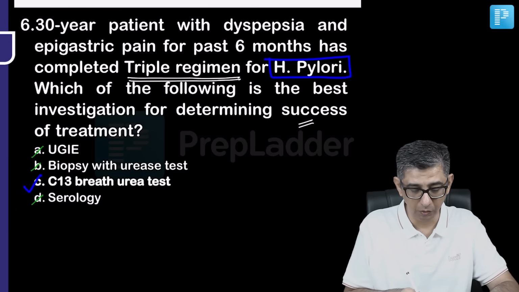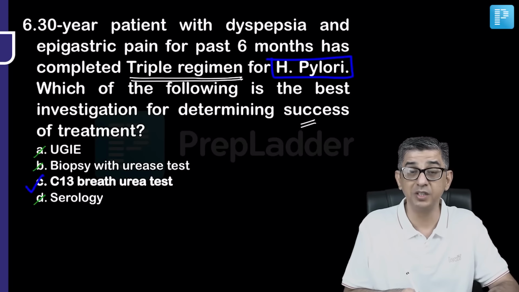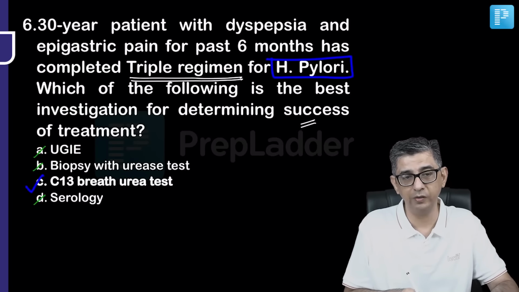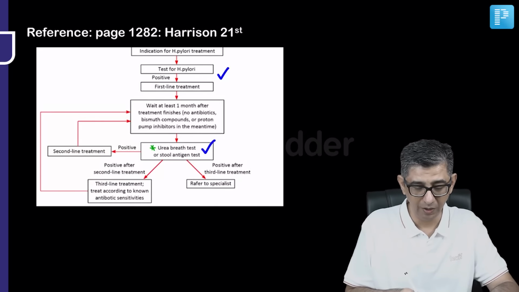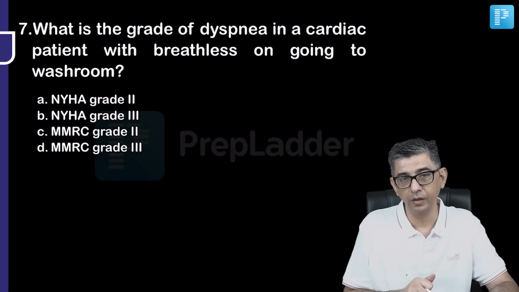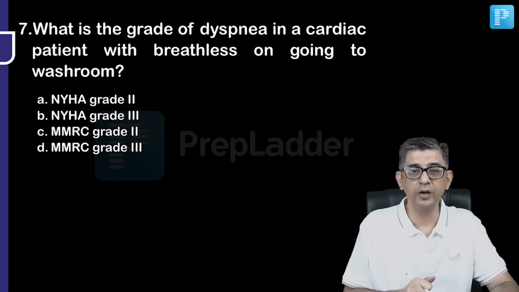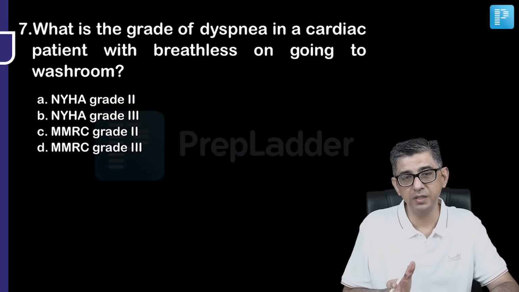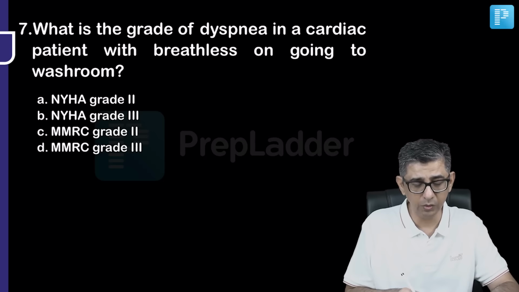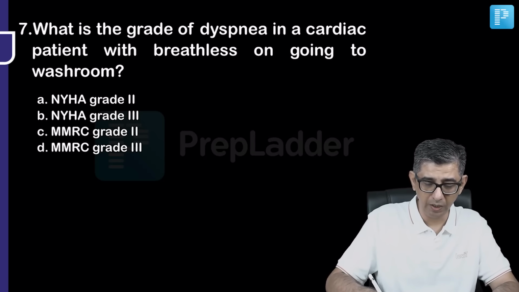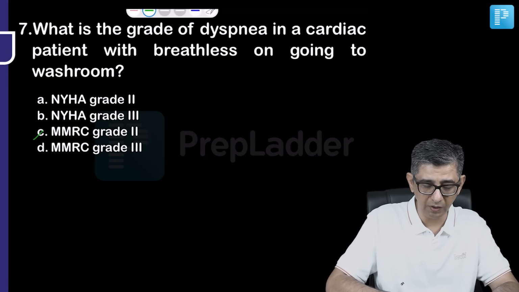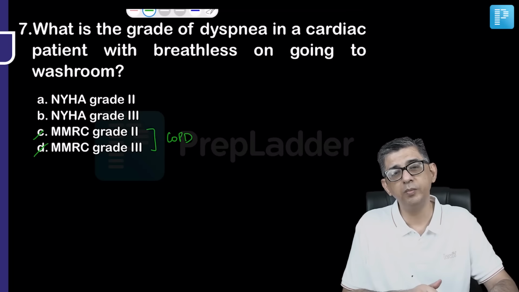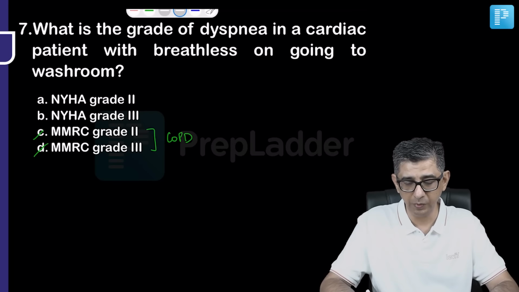So, all the justifications that I have given for the various points, they all finally settle down to option number C as the best answer, and the Harrison reference is also given before you. In the next question, he says, what's the grade of dyspnea in a cardiac patient who is breathless on going to the washroom? So let's look at what the data says. I can easily rule out option number C and D, in this case MMRC, because both of these are valid for COPD patients. So I'm left between option number A and B in this particular case.